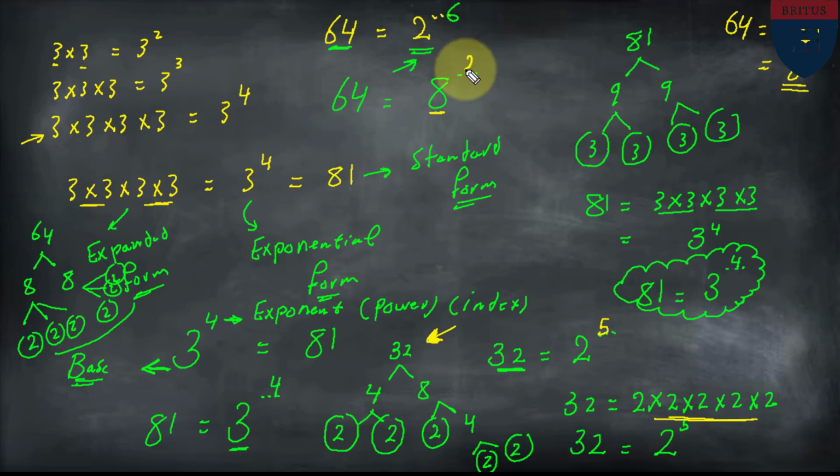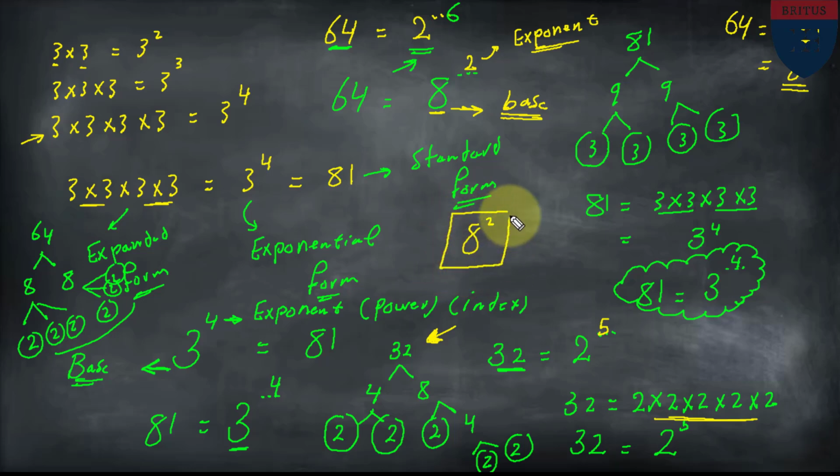Now the missing number is 2. The missing exponent, guys, exponent is what? Exponent is 2. What about 8? 8 is called base. Don't forget, base. What about this form? 8 squared is what? Is called the exponential form of 64.